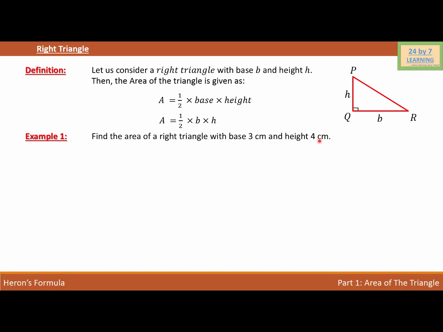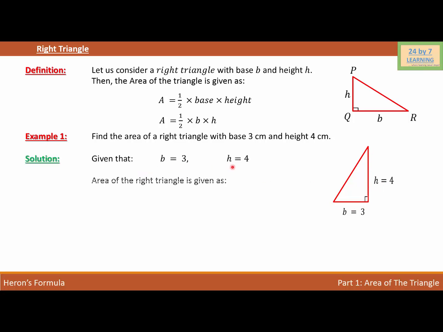In order to solve this problem, I'm going to draw a right triangle. So this is my right triangle, and the triangle is right angled at this angle. Let the base of the triangle be 3, so this is my base, which is 3, and the height of the triangle is 4, which is h equals 4. Then the area of the right triangle is given by this formula: A equals 1 over 2 times 3 times 4. So 3 times 4 is 12. So I will write 12 over 2, which is 6. So the area of this triangle is 6.